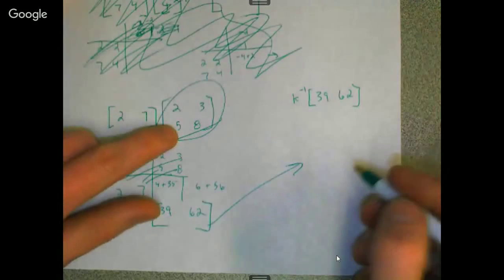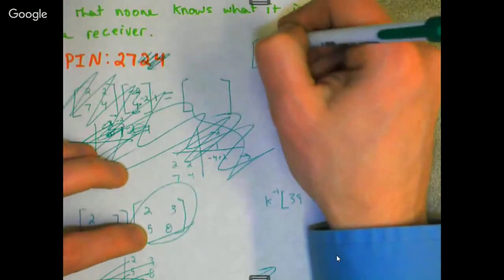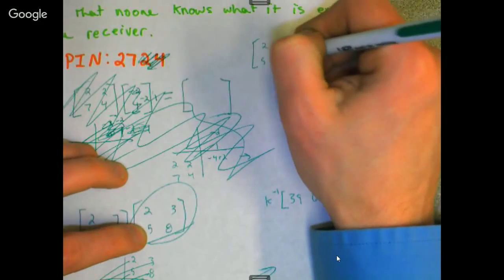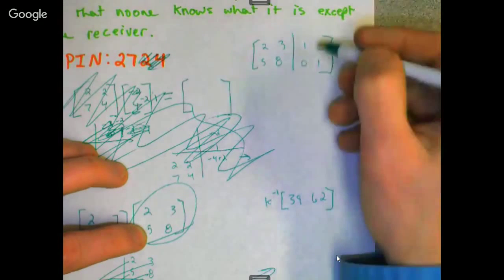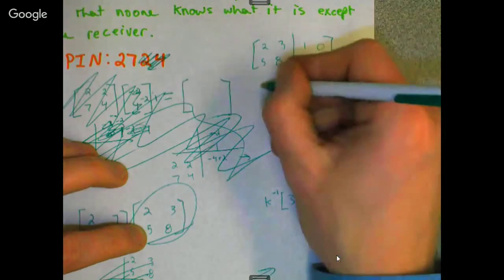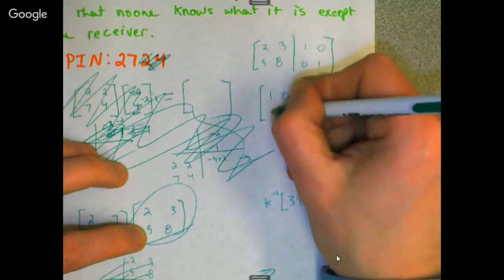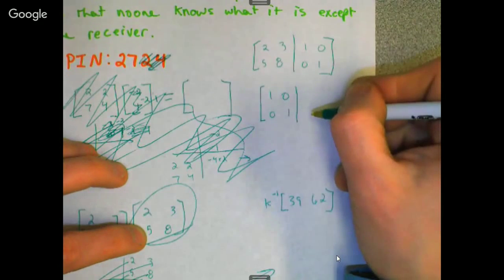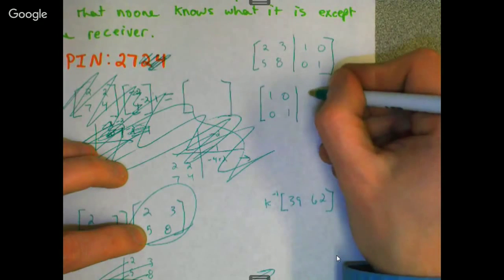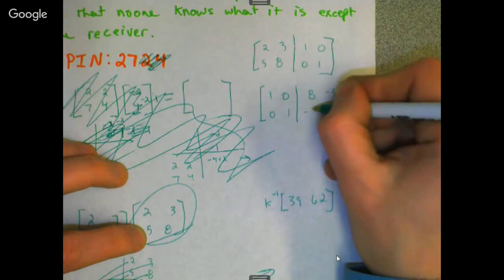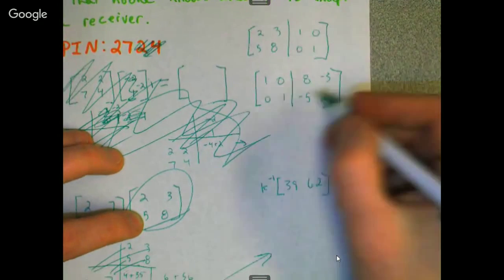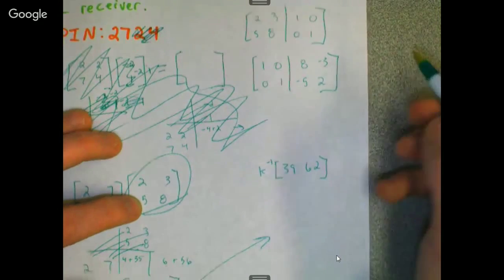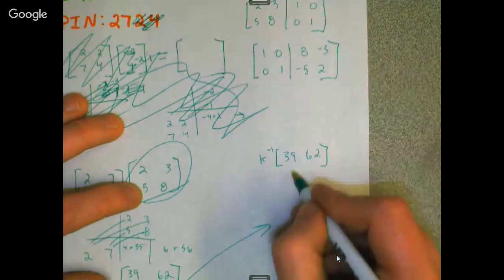Okay, so to find the inverse of this key, let me come up here. We'll have 2, 3, 5, 8, 1, 0, 0, 1. We will do the RREF on that. I'm going to kind of save some time here. And the RREF on that will lead to this. Again, this is 2 by 2, so we've got that special formula you might use on that. So then I'll take this matrix times this one here.